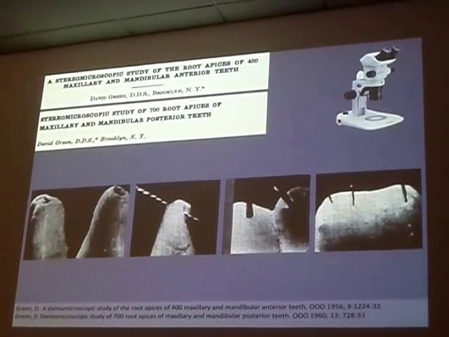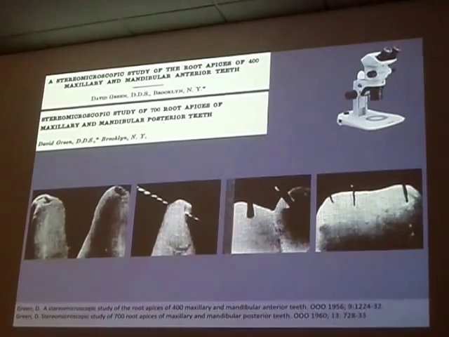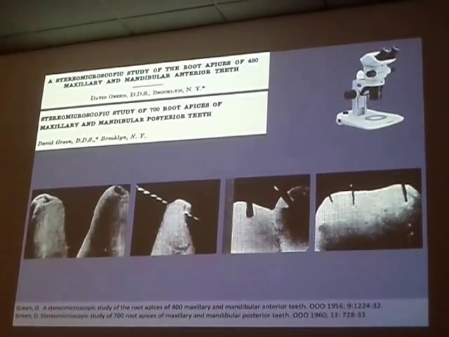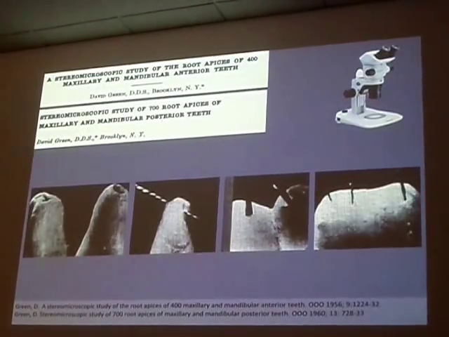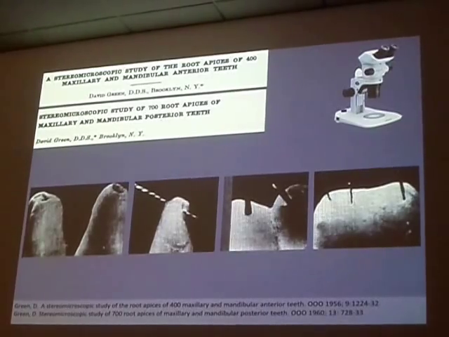So what we see is that we have more studies, different papers coming out, where they're examining the apical foramen and different sizes.